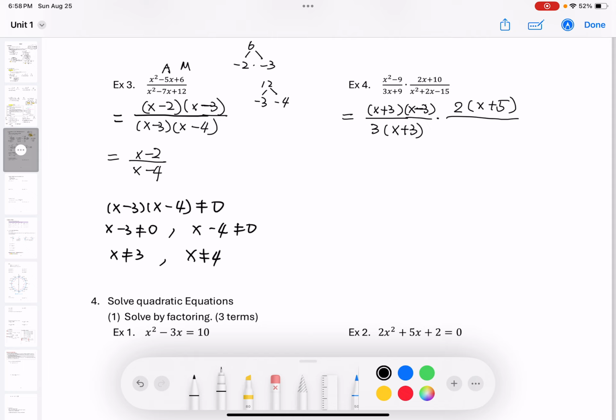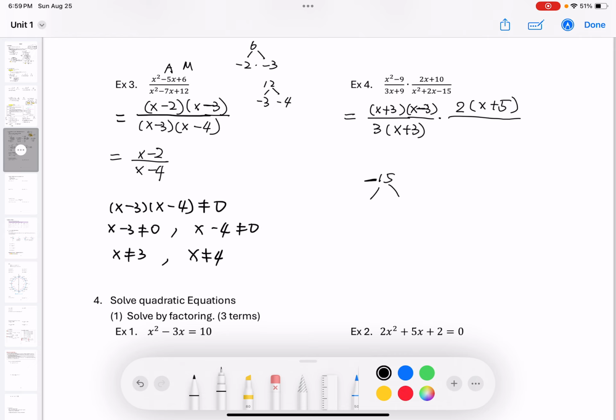And the bottom we have 3 terms. Let's do the AM method because the leading term is x squared. M is negative 15. Find 2 factors whose addition makes 2. So 1 positive, 1 negative. Multiplication is negative 15. I can say 5 and 3 or 3 and 5. So addition is positive 2. 3 is negative. Addition makes a positive 2. So we fill out the blanks. X plus 5 times x minus 3.